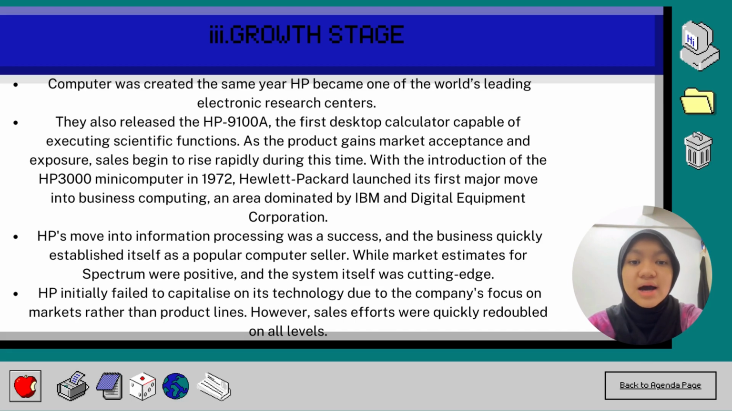Sales began to rise rapidly during this time, with the introduction of the HP 3000 minicomputer in 1972. HP launched its first major move into business computing, an area dominated by IBM and Digital Equipment Corporation. HP's move into information processing was a success, and the business quickly established itself as a popular computer seller.